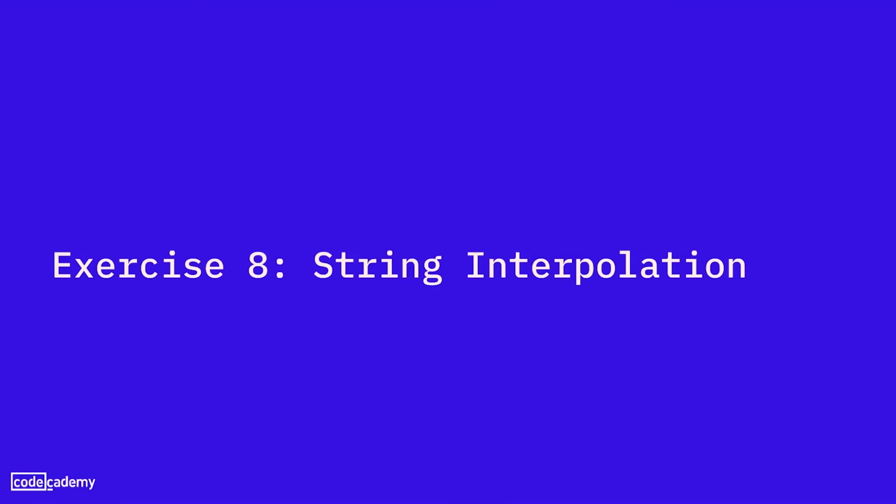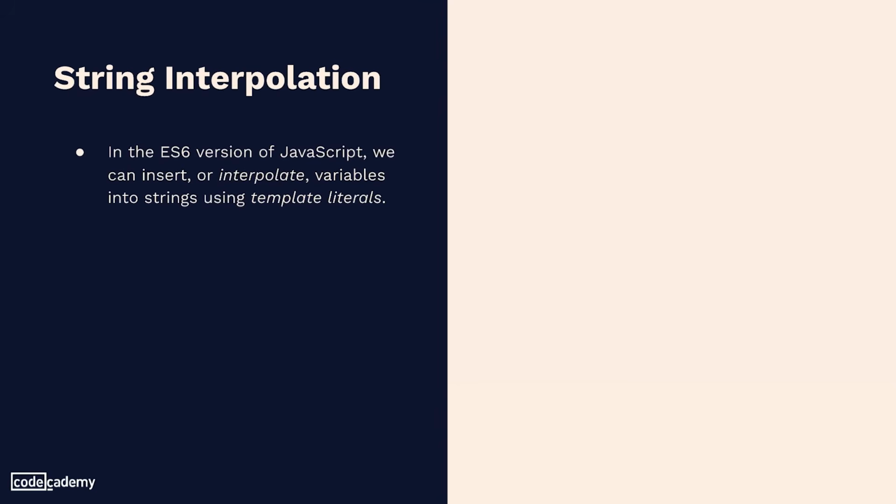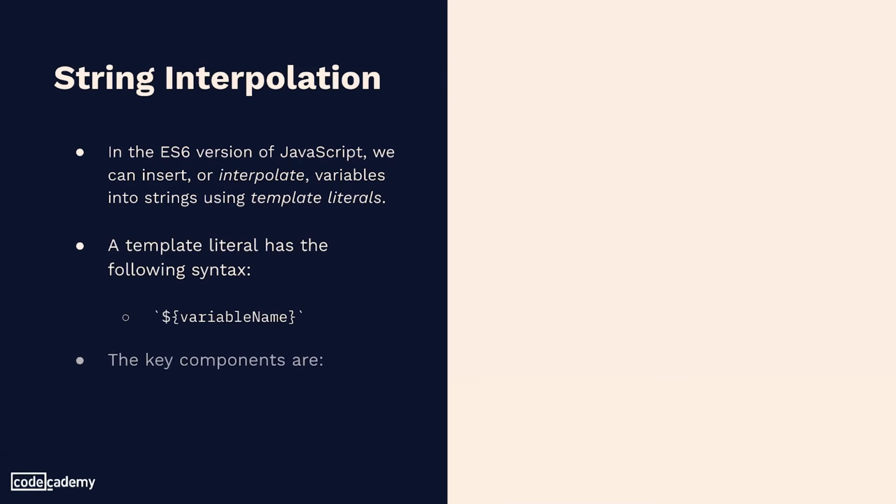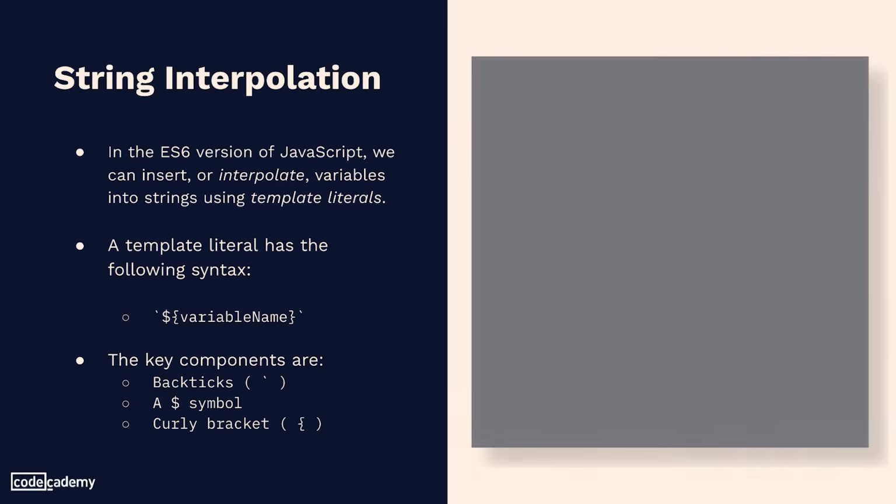Exercise 8, string interpolation. For the ES6 version of JavaScript, developers were given another way to concatenate variables into strings. This method is known as string interpolation and uses what are known as template literals. A template literal has the following syntax. Notice that the syntax of a template literal has three components. It uses backticks to surround the entire template literal. It starts with a dollar symbol. And the variable we're trying to use inside of the template literal must be wrapped by curly brackets. Let's take a look at an example of string interpolation in action on the right.